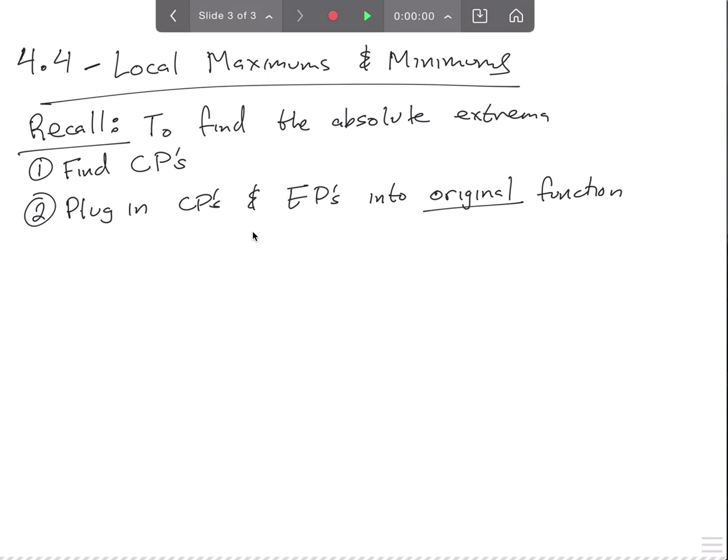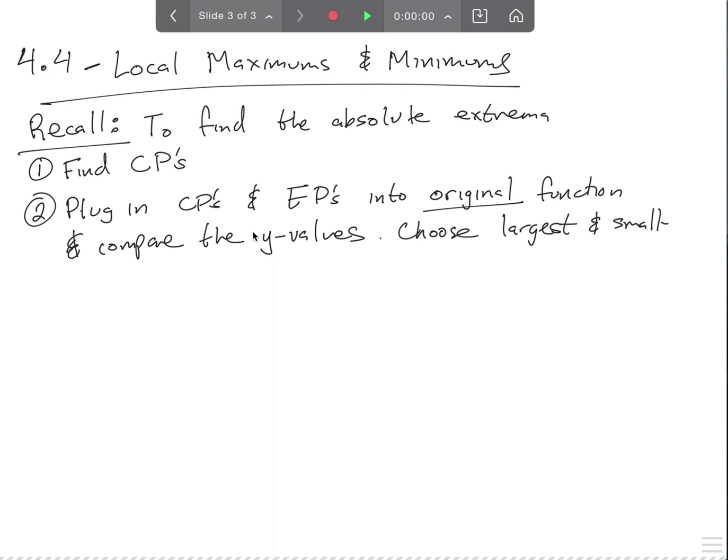Now, why is it that we plug it into the original function? What are we looking for when we do that? The largest value of the function, and when we say the value of the function, graphically, we're talking about the y value of the function, right? So, since we're looking for the value of the function, then we're going to plug it into the original function that we're given, right? Does that make sense? You with me? Okay, so we plug it into the original and compare the y values. And then we choose the largest and the smallest, right? And obviously, the largest is the absolute max, the smallest is the absolute min, right? Okay, so that's what we did last time.